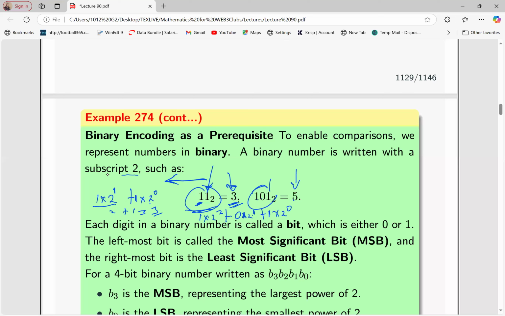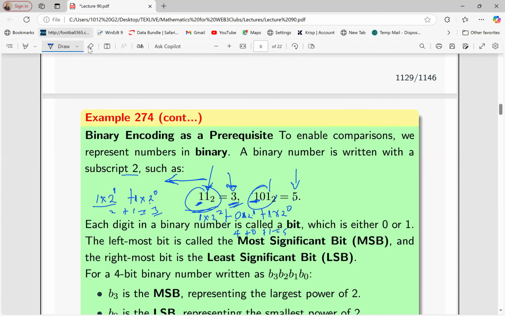So this is the most significant value. This most significant value multiplied by 2 raised to 2 gives you 4. Then this 0 multiplied by 2 raised to 1 will be 0. And this is 1 times 2 raised to 0. 2 raised to 0 is 1, and 1 times 1 is 1. So this gives you 5.